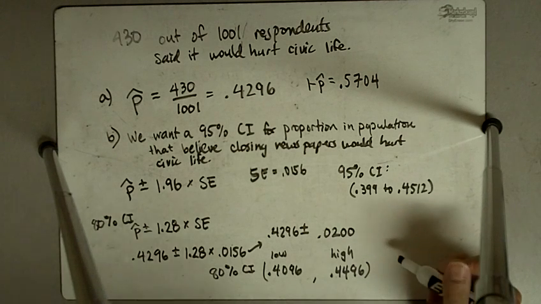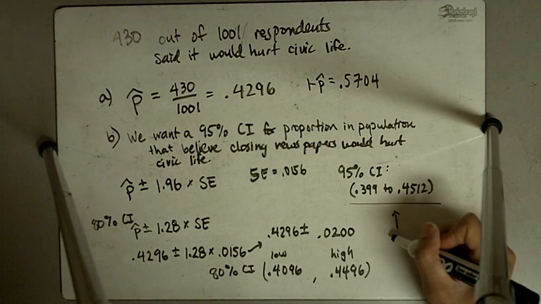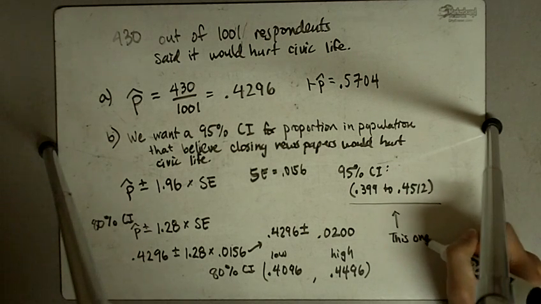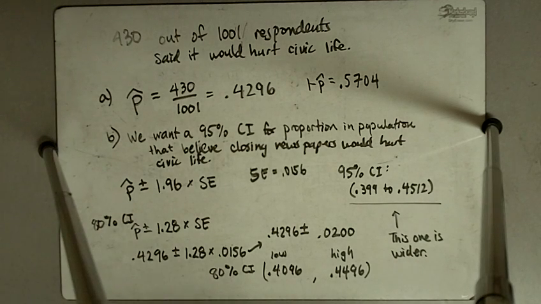Which interval is wider? The wider one is the 95% confidence interval. Okay, this one is wider. It is wider because to increase the level of confidence about whether or not we have captured the true value of p, we need to make it wider, so we can have more confidence in capturing the true value of p.